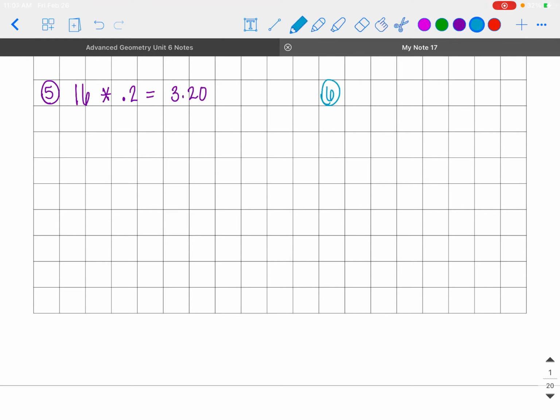Number 6. We have endpoints 6, 8 and 14, 18. And we want to know the x-coordinate of the midpoint. So when we're doing the midpoint, you add the x's and divide by 2. And that's the only one we care about for this question. So 6 plus 14 is 20, divided by 2 is 10. If we wanted to know the whole midpoint, we would also need to do the y, but it didn't ask for that.